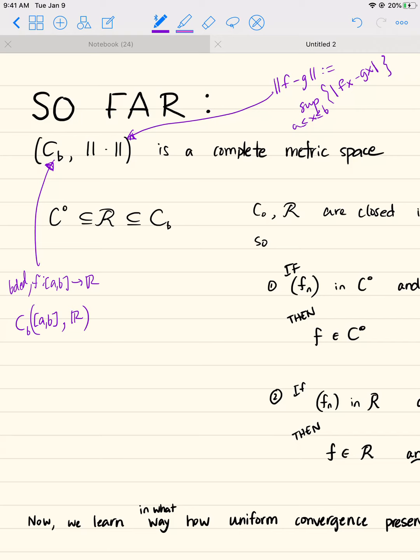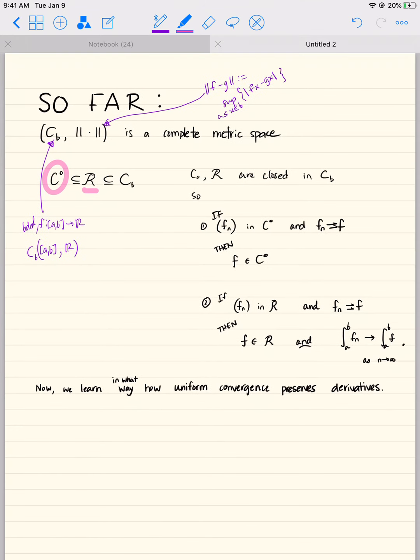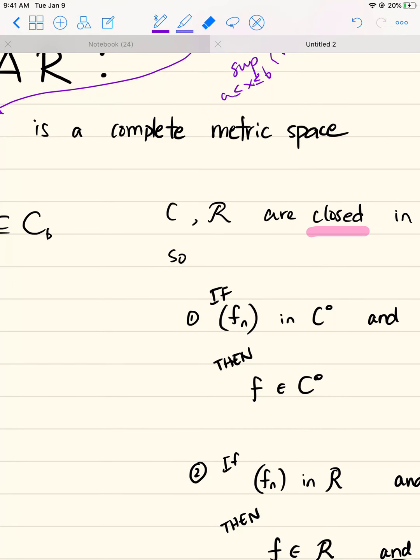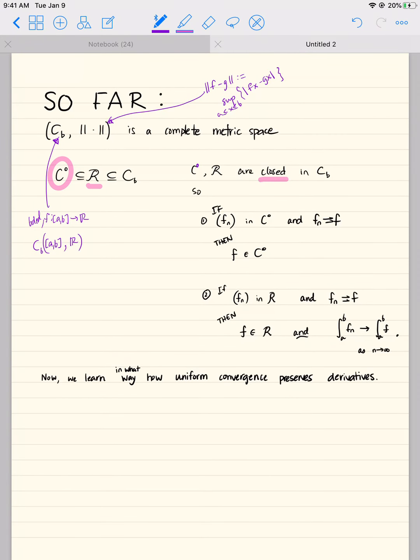And since we have the set of Riemann integrable functions and continuous functions as subsets, we proved that C naught and script R are closed. I already see a little typo here. This should be C naught and the 0 should be a superscript. So C naught is closed in the set of bounded functions and script R is closed.